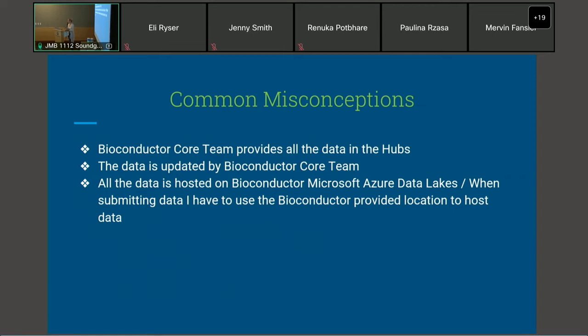Another one is that we update the data. Once it's in there, we don't update it. That's why we ask for a maintainer and why we started associating data with a package, because if people are interested in a more updated version, they could reach out to the maintainer, since they provided and curated it and are more familiar with generating it, and they could probably provide an update and put it in the hub again.